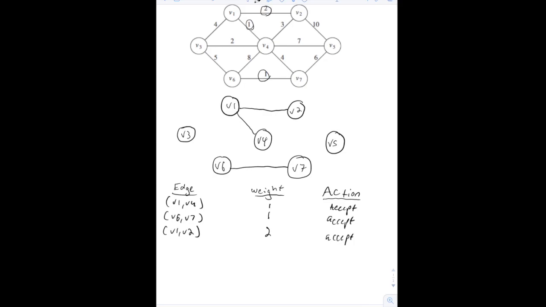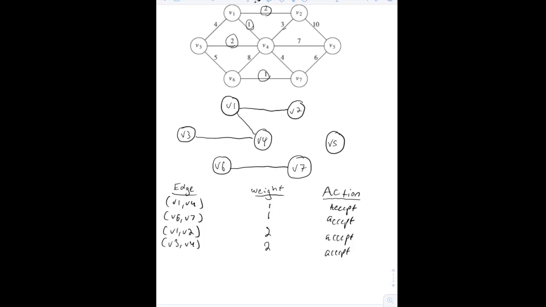Okay. The next edge is V3 to V4. We'll circle that. Are V3 and V4 in separate sets right now? Yes, they are. So we connect them. Mark them on here. V3 to V4, weight of 2. Accept. Let's look at the next one.